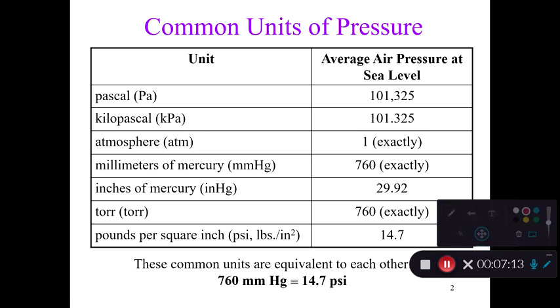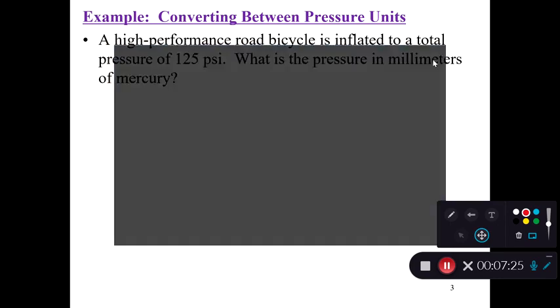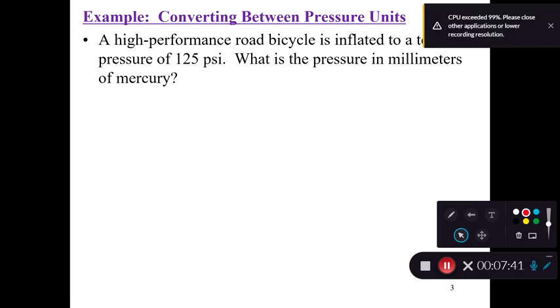So let me go to the next slide. In this slide, it says a high-performance road bicycle is inflated to a total pressure of 125 psi. What is the pressure in millimeters mercury? So, the question says, if we have 125 psi, what is the pressure in millimeter mercury?